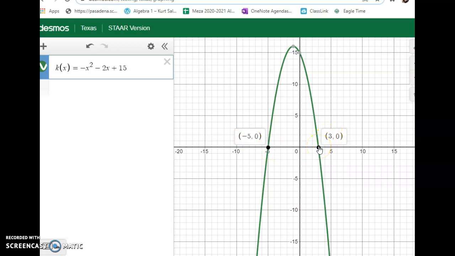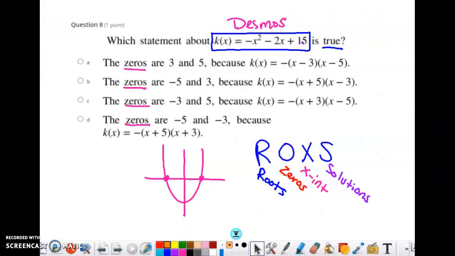So when I go look at my answer choices, we're looking for a negative 5 and a positive 3. Zeros, negative 5 and a positive 3. Pick your answer, enter, and go to the next problem.